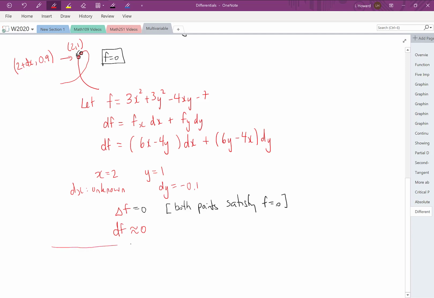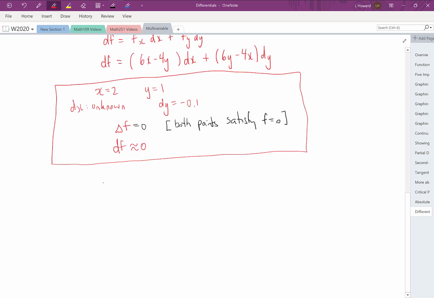Okay, so that gives us all the values we need to sub in. So let's sub in and see what happens. So we're subbing into the equation that we have right above the box there. We're saying df is approximately 0. So 0 is approximately equal to, well, we're going to go 6 times 2 minus 4 times 1. It's going to be 8. dx is unknown. Plus, we're going to go 6 times 1 minus 4 times 2. So it's negative 2 times a dy value of negative 0.1.